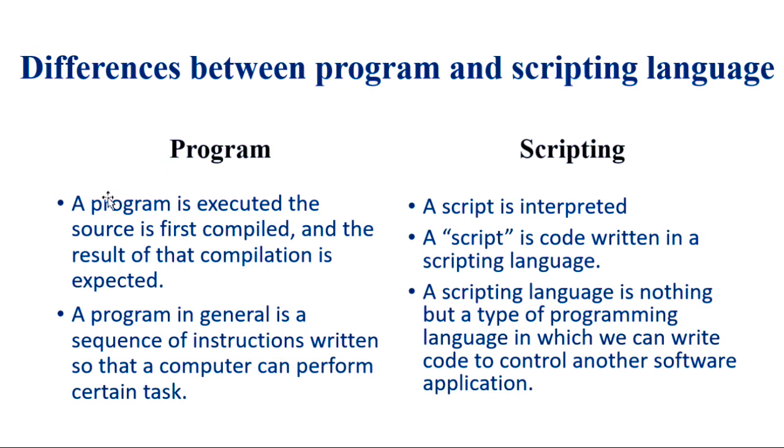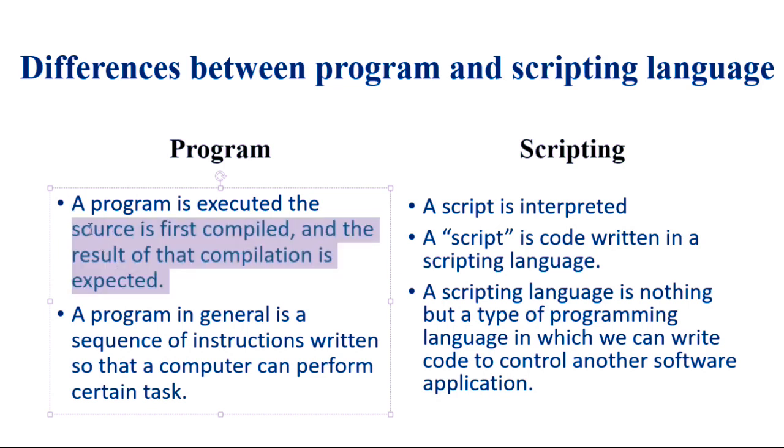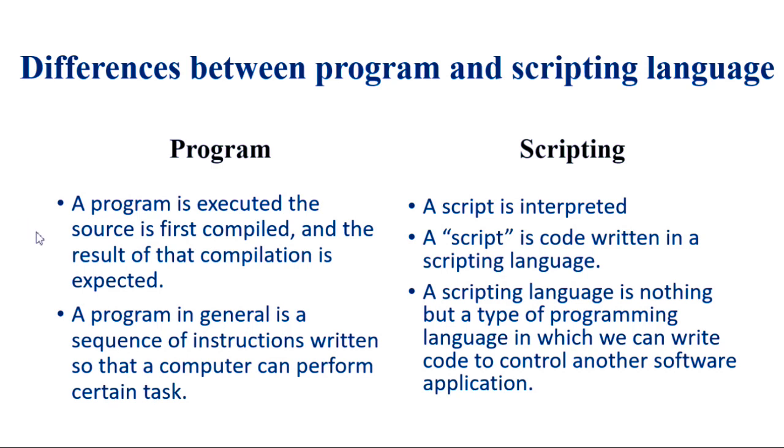When we talk about a program, a program is first compiled, and the result of that compilation is expected. It is the act of converting a program written in a high level programming language, which is understandable and written by humans, into a low level language, binary language, understood only by the computer. The question that may come to your mind now is: what is a high level language and a low level programming language?